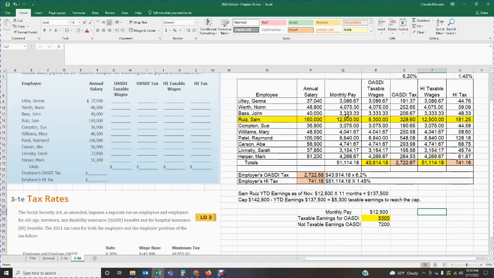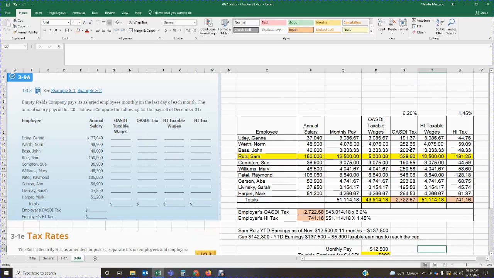Okay, so for that employee, I know I need to figure out how much of his earnings, in this case, how much of the 12,500 are subject to OASDI tax. And we calculated that $5,300 were taxable this month and $7,200 were not taxable. Okay, so once you get the taxable portion, you just multiply it by the rate and you will get your OASDI and your HI tax.